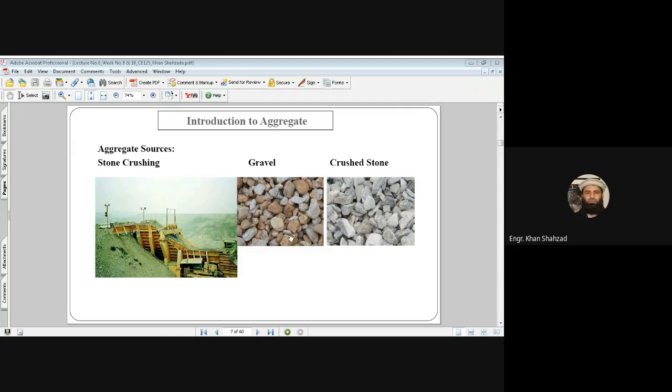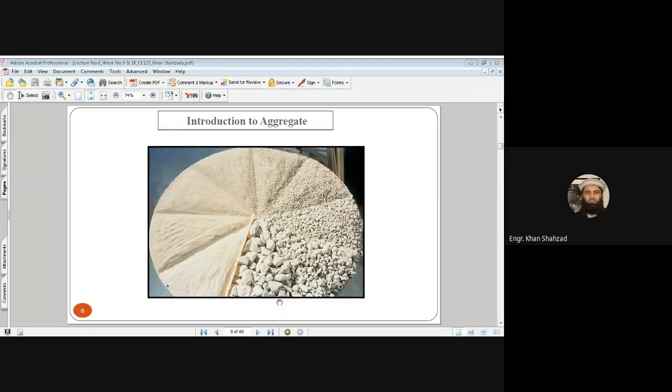Normally in some places you can have these gravels which are readily available, and you can use them directly in the concrete, or sometimes you need only minor processing or a very small treatment of these gravels, and then you can use them in the concrete. Here you can see this. What can we say about this material?